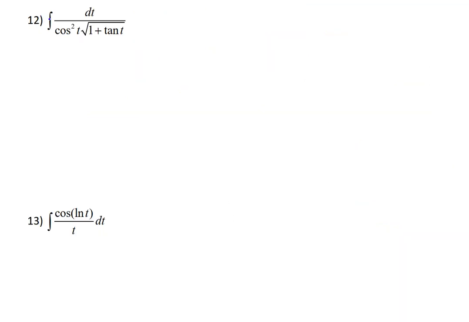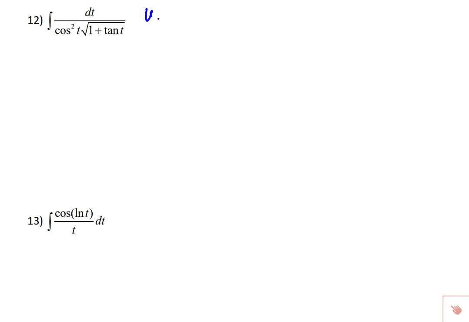Our next example is the integral of a fraction where the numerator is simply dt and the denominator is cosine squared of t times the square root of 1 plus tangent of t. Usually you'll see the dt at the end of the integrand, but here it's written in the numerator. It's the same thing. You could write it at the end and just put a 1 in the numerator. Either way, this is what we have.